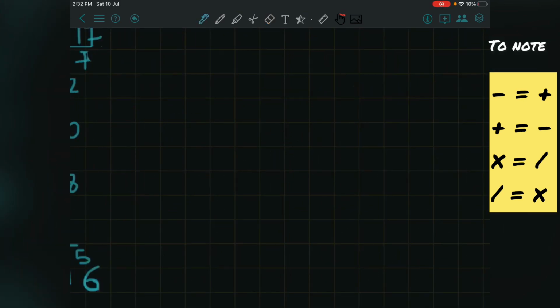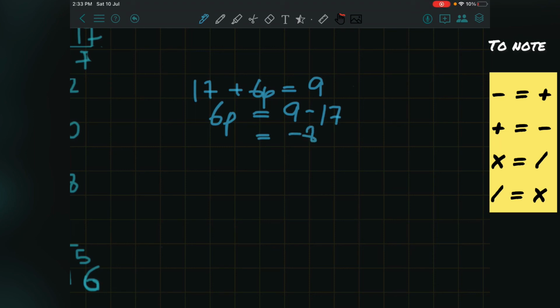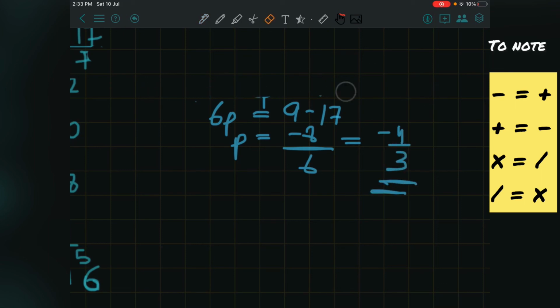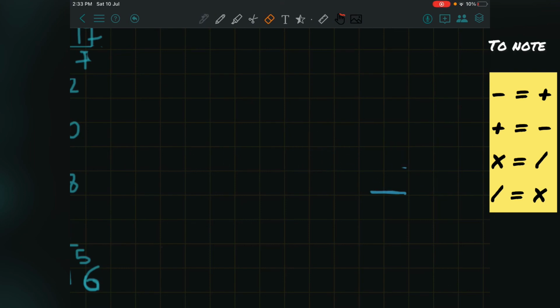So now we are down to the last two questions. 17 plus 6p equals 9. Taking 17 to the other side, we have minus 8. Minus 8 divided by 6 is minus 4/3. And there's the answer. The second question is x/3 plus 1 equals 7/15.